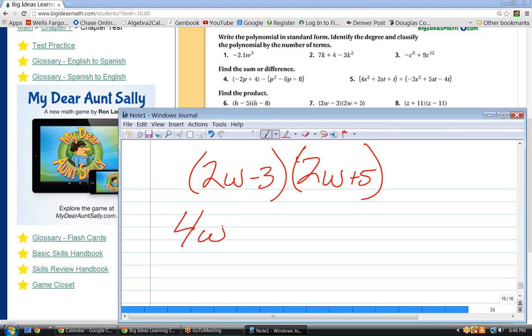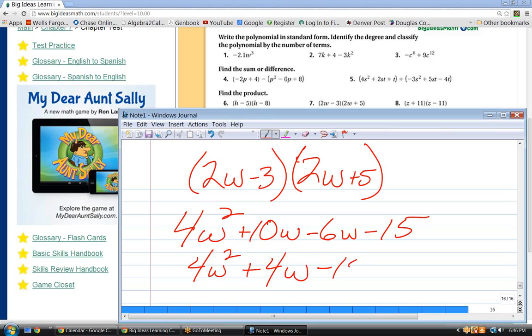4w squared. Is it 10w? Plus conviction. 10w? Conviction. Don't ask. Tell me. I know it sounds like a small thing, but it's an important thing. Minus 6w, minus 15. Simplify. 4w squared plus 4w minus 15. Good.